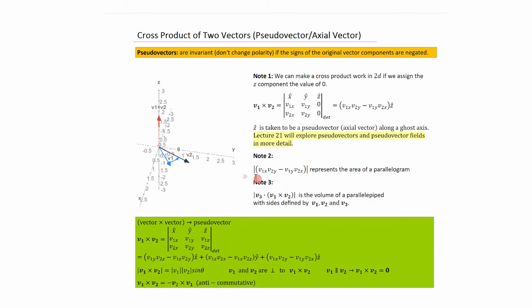Okay, so let's look at some other properties. If we took the magnitude of this, what does this represent? It represents the area of a parallelogram. So the cross product is interesting because it's somehow tied to the geometry of a problem. Also, if you take a third vector, v3, and dot product it with the cross product, this turns out to be the volume of a parallelepiped whose sides are defined by vectors v1, v2, and v3. So the use of vectors and operations on vectors can also be tied to the geometry, areas, volumes, and so on.